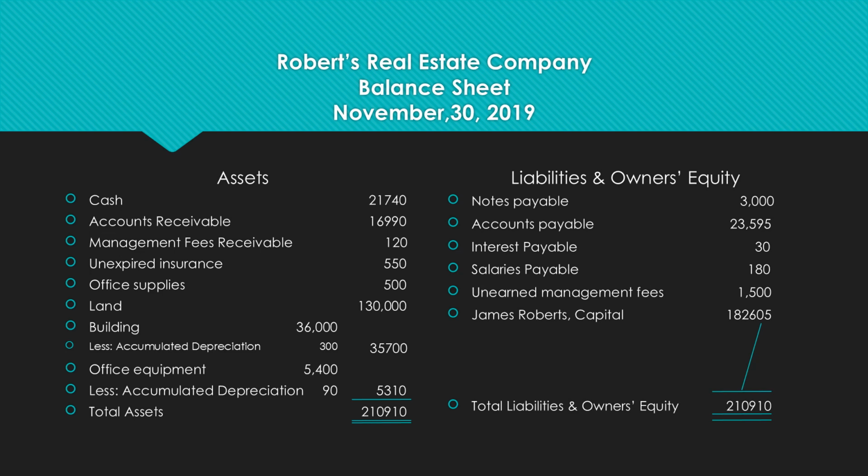This is the balance sheet. It shows us the position of the closing balances of assets at the end of the accounting period, as well as the position of the liabilities and the owner's equity at the end of the accounting period. So that's all about the Roberts Real Estate Company balance sheet.